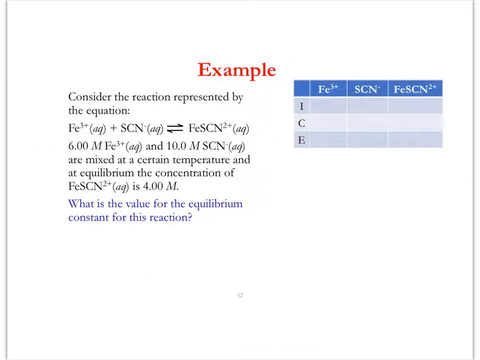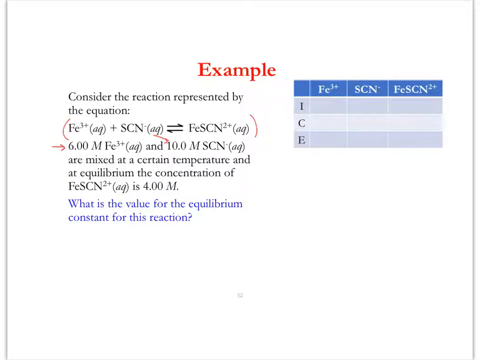Here's another problem using an ice table. We have this reaction. We're given certain concentrations of each of these ions. They get mixed together, and at equilibrium, they give us the concentration of the product. What is the value for the equilibrium constant for this reaction?